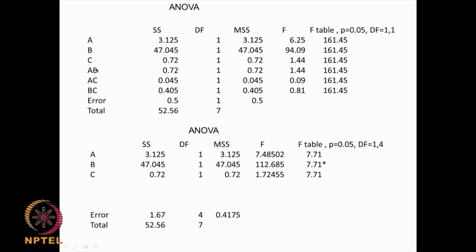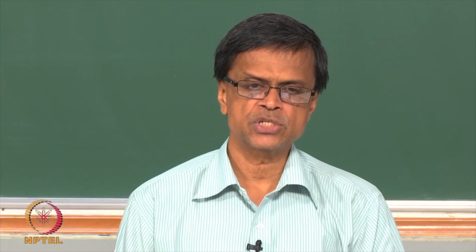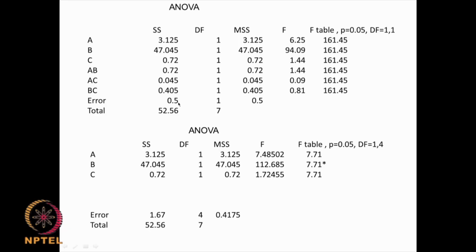Now, because I said that interaction can even be considered as error, we can add all these into the error. So 3.125, 47.05, 0.72, each with 1 degree of freedom, because each of the main effects has 2 levels. Now I can add all these interactions with the error, so the error will have 4 degrees of freedom, because total degrees of freedom is 7 and each of the effects has 1. When I add up all these, I will end up with the error as 1.67. So the mean sum of squares is divided by 1, 1, 1 for the main effects, and for the error it will be divided by 4, so 0.415.